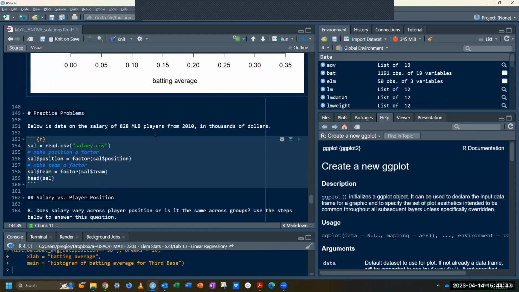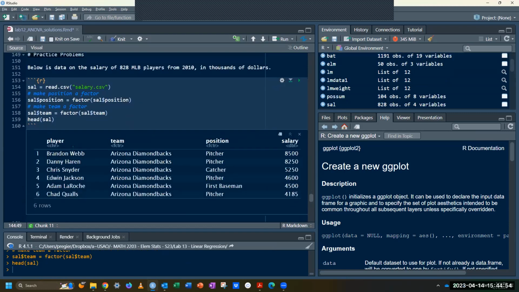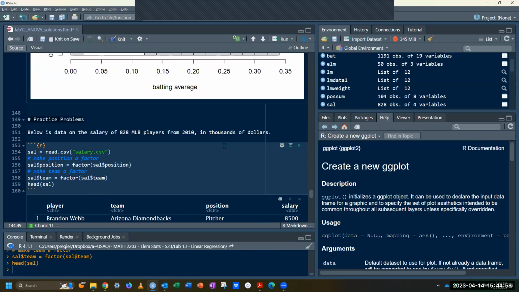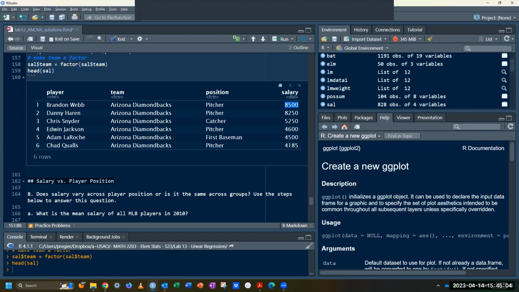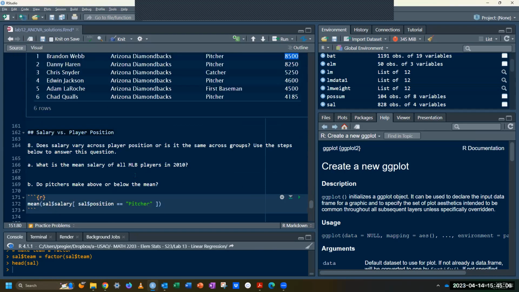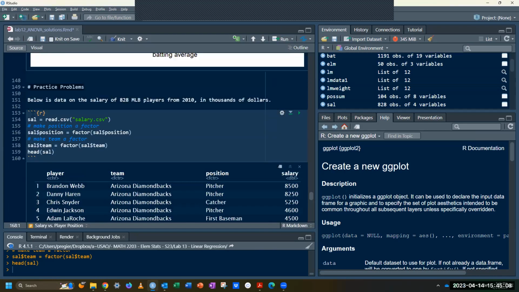Here's another data set for the Major League Baseball players of their salary. And so we import that and we can see for each player, we have a different salary. Notice these numbers are measured in thousands. So we would take this number and multiply it by 1,000. So 8.5 million.